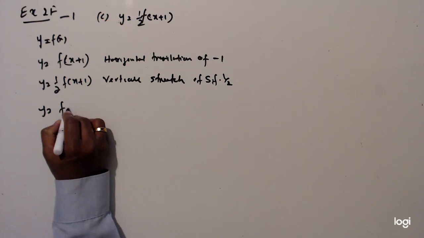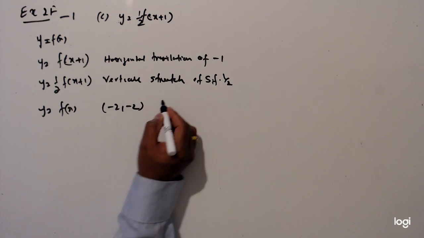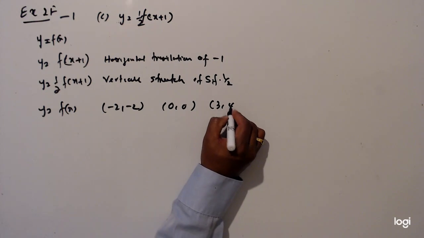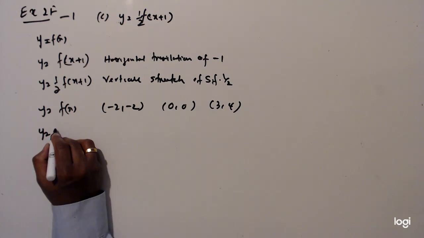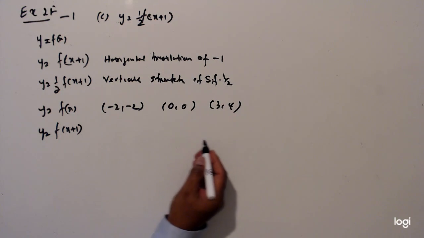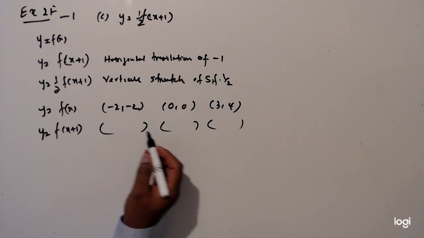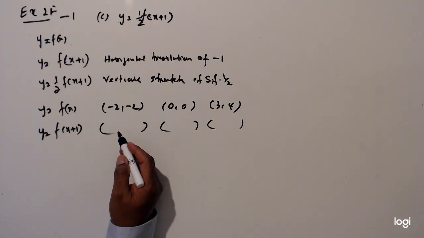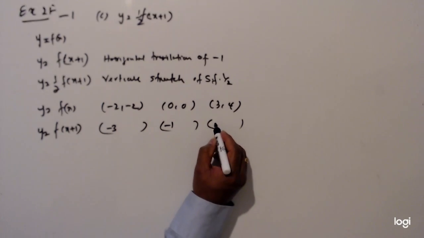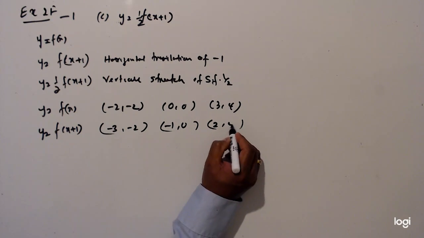So y equal f(x), we have the points (-2, 2), (0, 0) and (3, 4). So y equal f(x plus 1). So horizontally we want to shift 1 unit to the left. Horizontal means x-axis. So minus 2, when you move one more left, becomes minus 3. 0 becomes minus 1 and 3 becomes 2. And the y value stays the same.